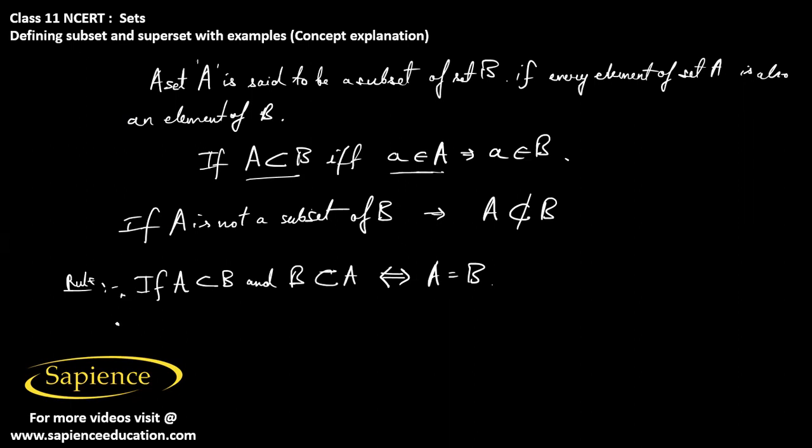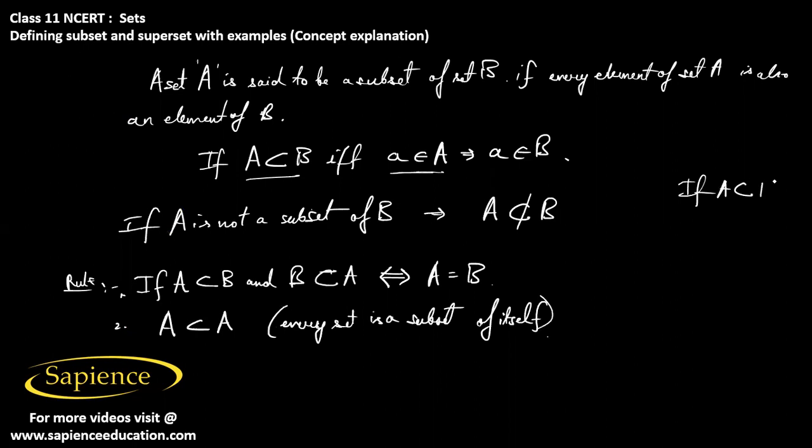And there is the second rule, that the set A is a subset of itself. It means that every set is a subset of itself. If A is a subset of B, it can be represented in the form of a Venn diagram as this is the set B, then A is a part of this set B. So this is set A, which is inside the set B. Then I can say that A is a subset of B.